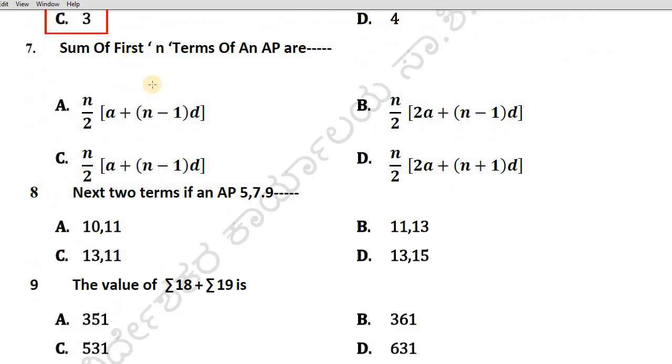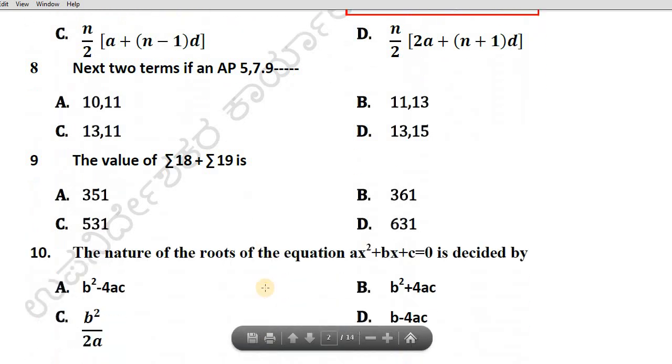Question number 7, children. Sum of first n terms of an AP. So sum finding formula I wanted to write for this, children. So very easy one. It is repeated in maximum number of question papers. So the right answer is option B, n by 2 into 2a plus n minus 1 into d.